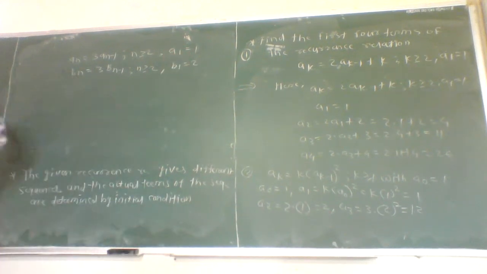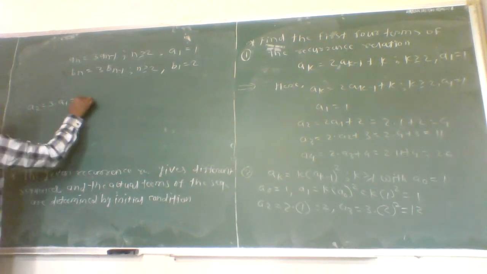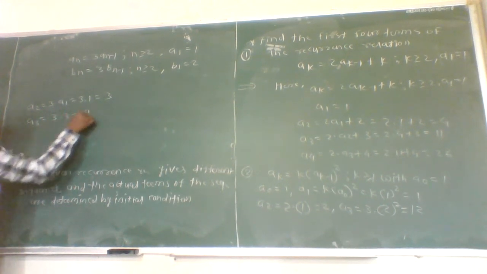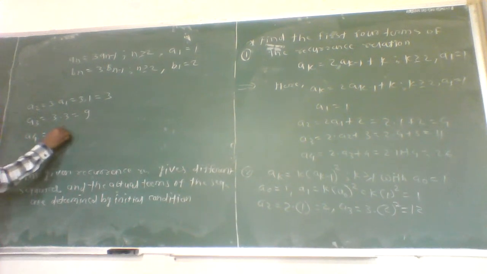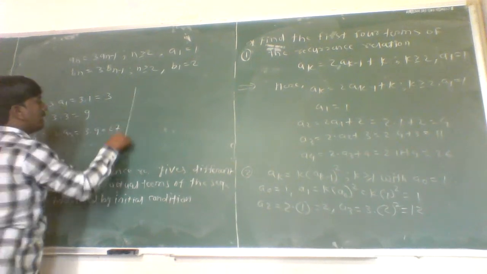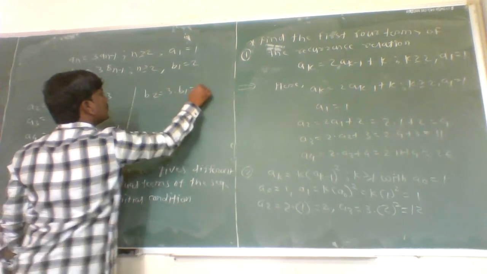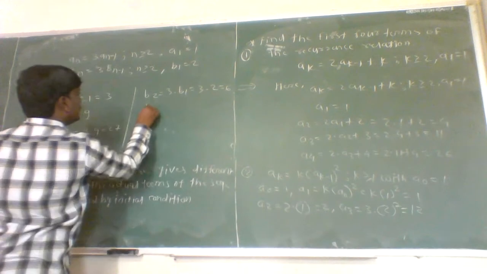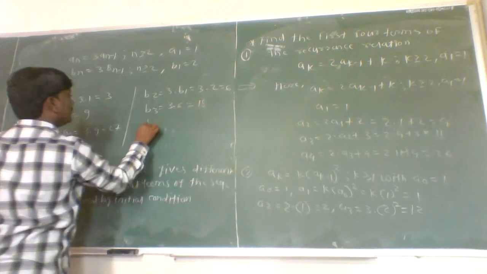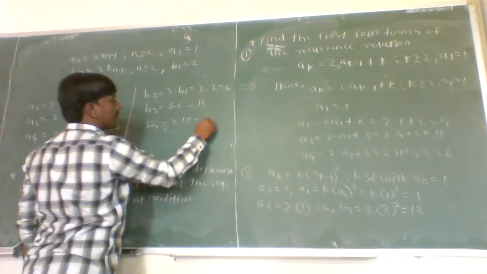Let us see the sequence a_n. It gives a_2 equal to 3 times a_1, which is 3 into 1, which is equal to 3. a_3 is equal to 3 times a_2, which is 3, which is equal to 9. a_4 is equal to 3 into a_3, which is 3 into 9, which is equal to 27. While b gives b_2 equal to 3 times b_1, which is 3 times 2, which is nothing but 6. b_3 is equal to 3 times 6, which is equal to 18. b_4 is equal to 3 times 18, which is 54.